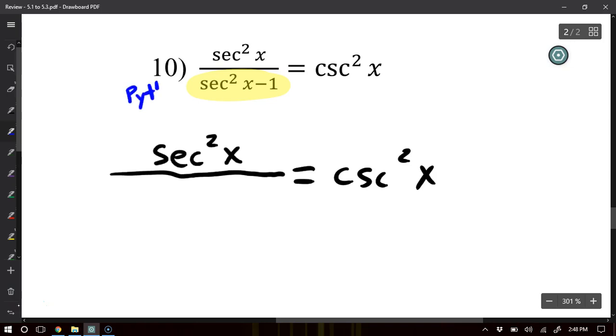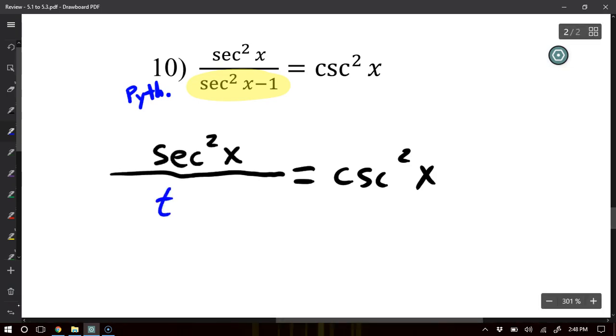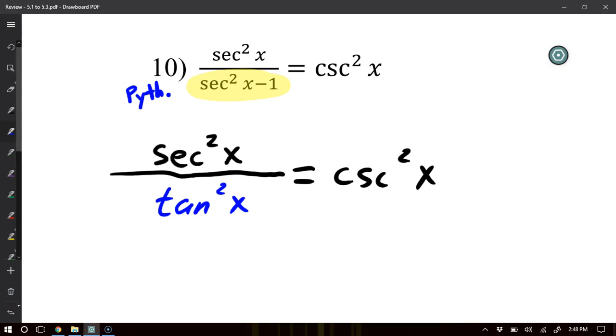So just like before, is it a Pythagorean identity? If I look at this, secant squared of x minus 1, well, that's just tangent squared of x. So not bad. I no longer have a plus or minus on the bottom, which is good because then I can cross out common factors if I create them, which I believe is going to actually be the step we want to do: we want to create common factors.